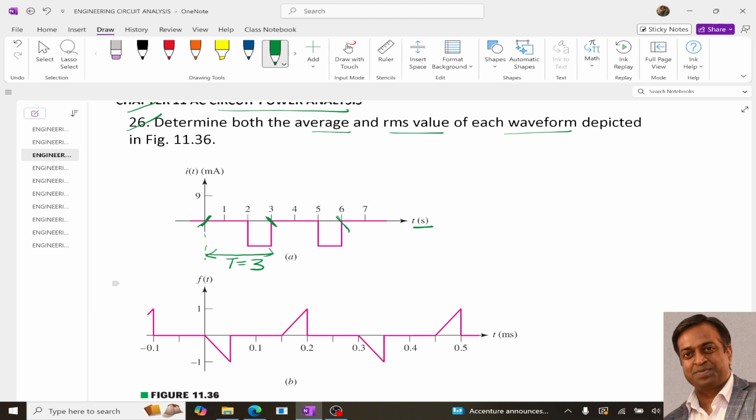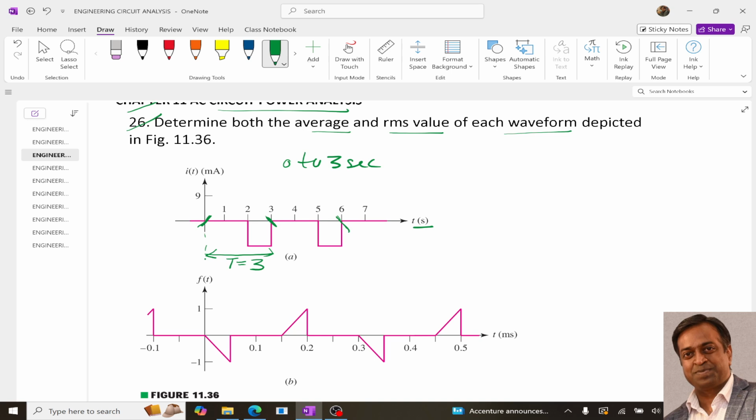And we also know that for a periodic signal, when we calculate the average and the RMS value, we just need to calculate them for one period, right? So over here I will calculate the average and RMS value only for the duration from 0 to 3 seconds.